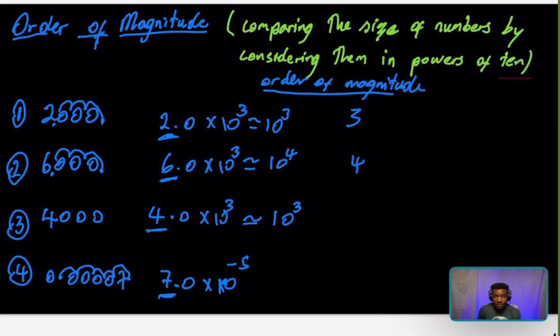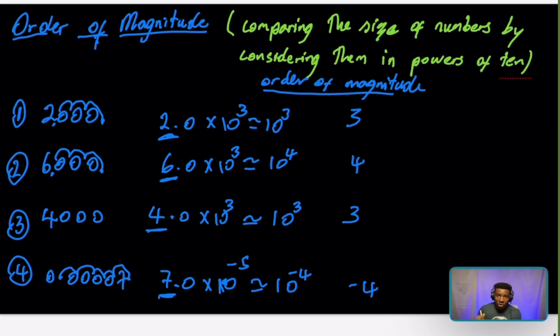This is definitely closer to 10. So this is closer to the next power of 10 than it is to 1. Therefore, we have to increase this value. We add 1 to the negative 5, and this gives us 10 to the negative 4. So the order of magnitude for this is negative 4. This one should be 3. And that's how we do the order of magnitude.